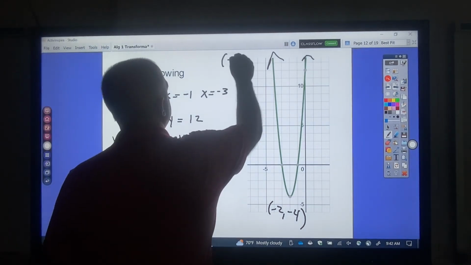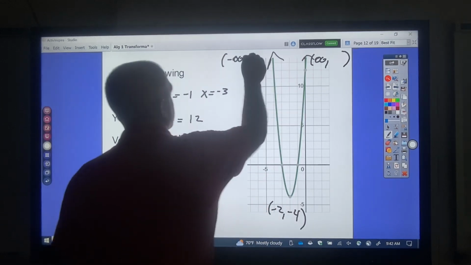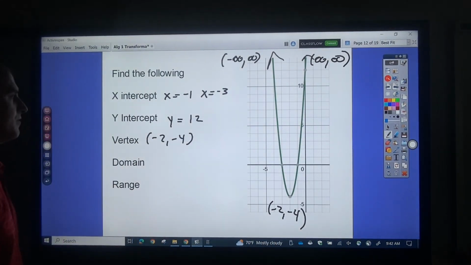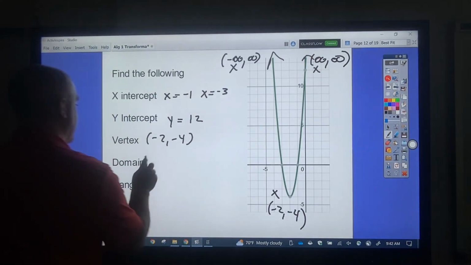So I got negative infinity, because that's a left arrow. That's a right arrow. This is going up. This is going up. So for my domain, that's my x's. What's the smallest x value there?